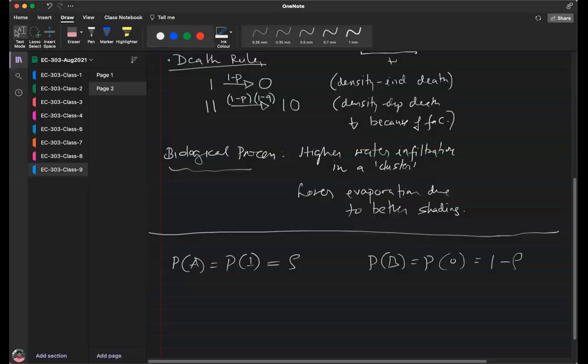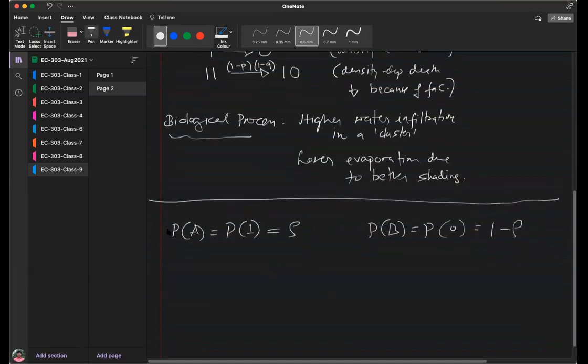Okay, again, we can now jump in. We can just write, again here, P of A becomes P of 1, that is rho. P of B is P of 0, that is 1 minus rho. Oh, sorry, I forgot to show. Is it visible now? Yes. Okay.